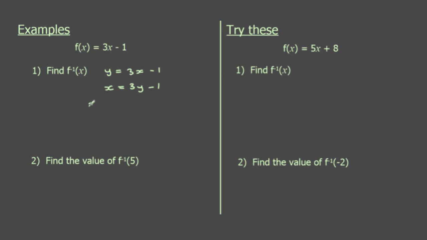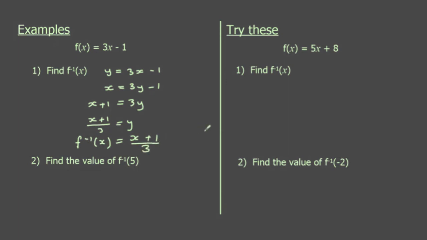So add 1 to both sides. So x plus 1 is 3y, and then divide both sides by 3. So x plus 1 over 3 is y. So x plus 1 over 3 is our inverse function. We can write f inverse of x equals x plus 1 over 3.